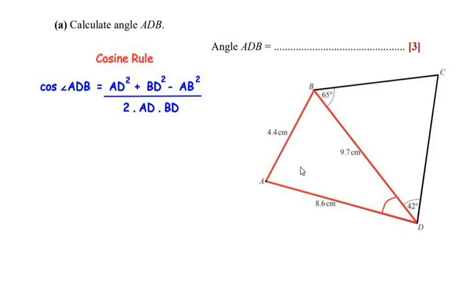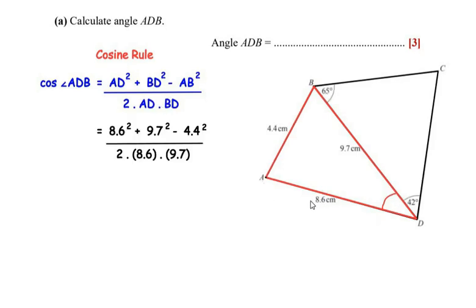Now since we have been given the lengths of all these sides, let us plug in all the values in this formula. Now the length of AD is 8.6, so 8.6 square, plus the length of BD is 9.7, so 9.7 square, minus the length of AB is 4.4, so 4.4 square, over 2 times 8.6 times 9.7.